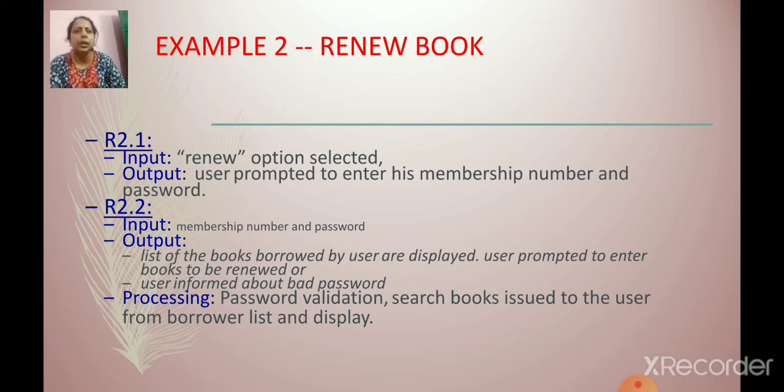Then the system validates it, and the output will be the list of books borrowed by the user displayed. The user is prompted to enter the book to be renewed, or shown information about a bad password. If the password and membership number match or validate, then it will display the list of all books borrowed by the user. If the password or membership number does not match, then it also displays an error message.